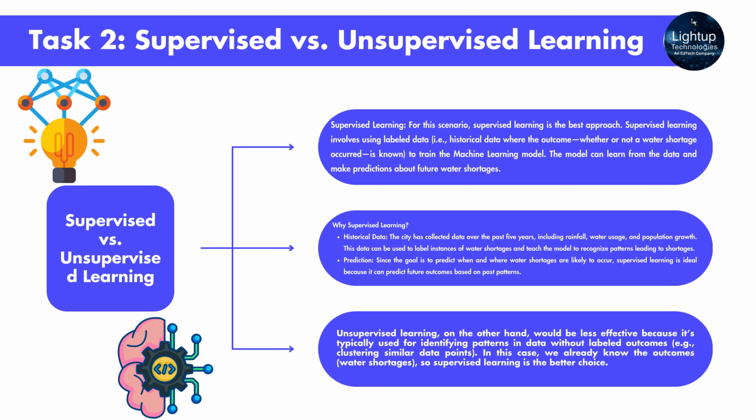Unsupervised learning, on the other hand, would be less effective because it's typically used for identifying patterns in data without labeled outcomes. Example: clustering similar data points. In this case, we already know the outcomes, water shortages. So supervised learning is the better choice.